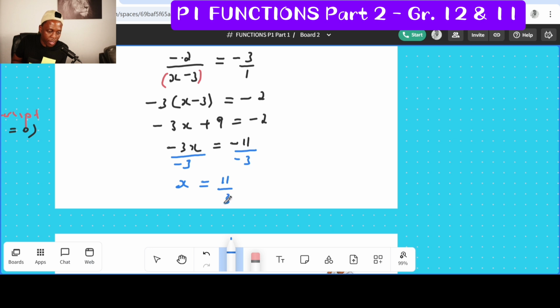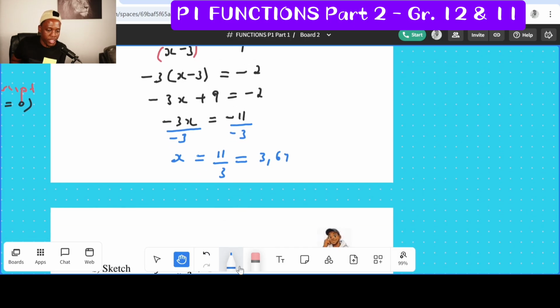And here, that's just going to be 11 over 3, which we can actually write in decimal fraction as a comma so that we can locate it on the number line when we sketch. That's going to give us 3,67, rounding off to 2 decimal places.